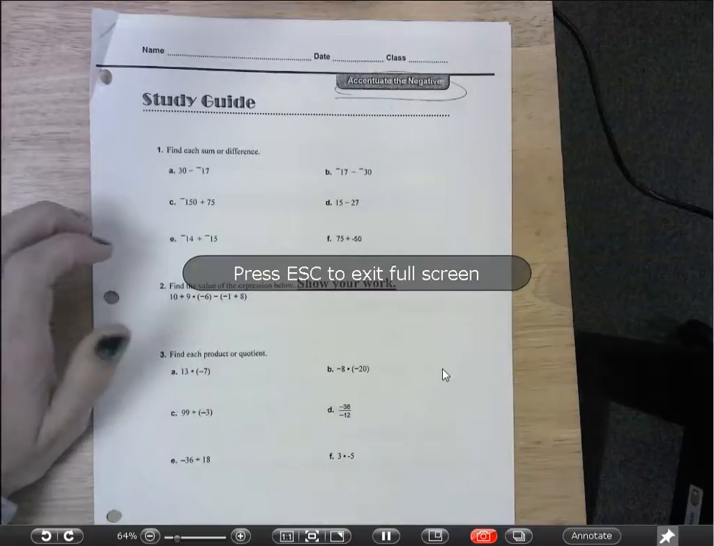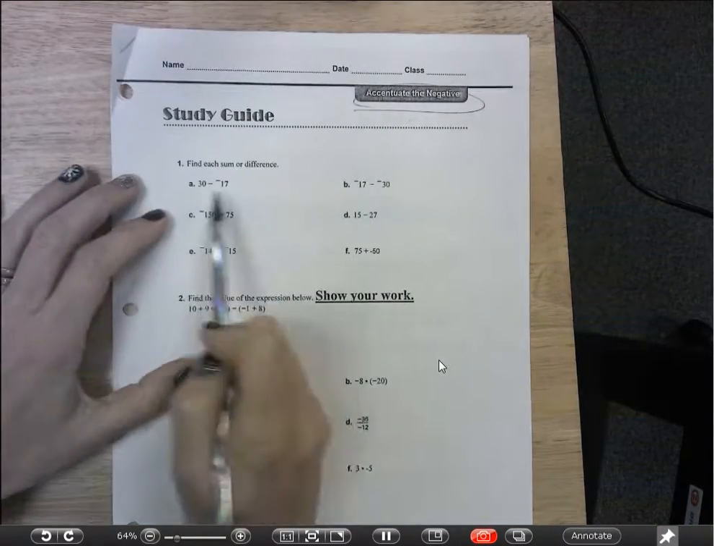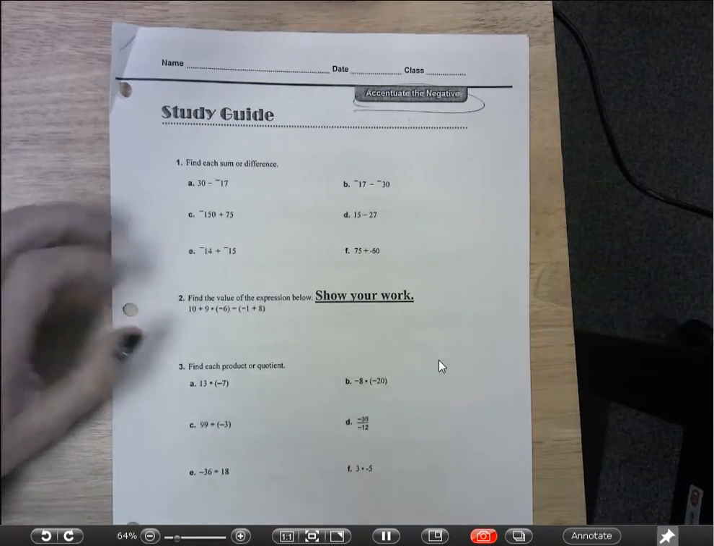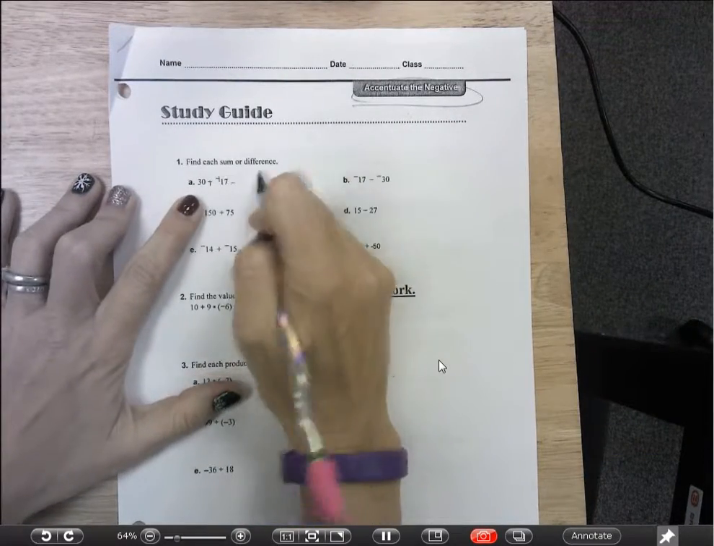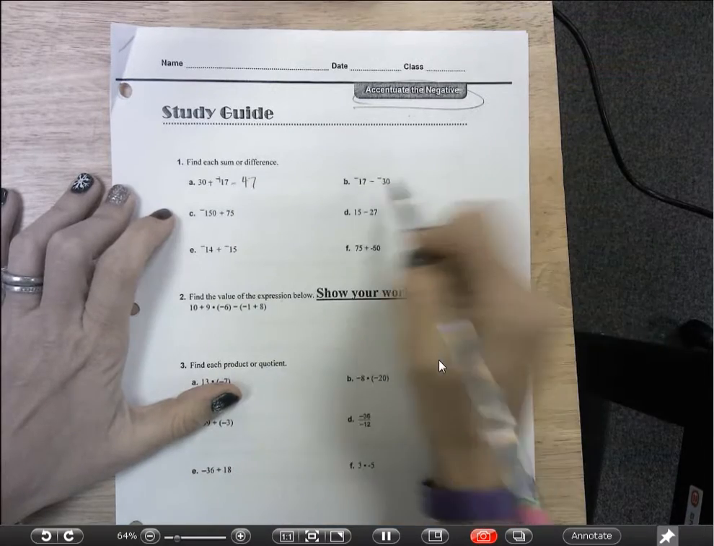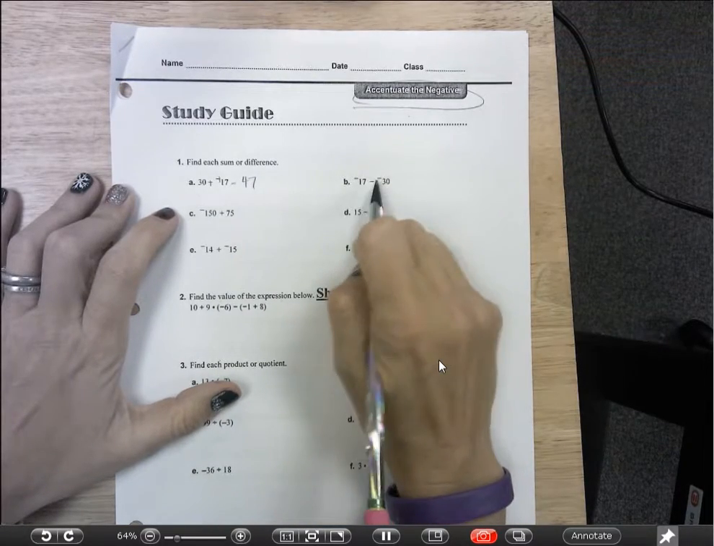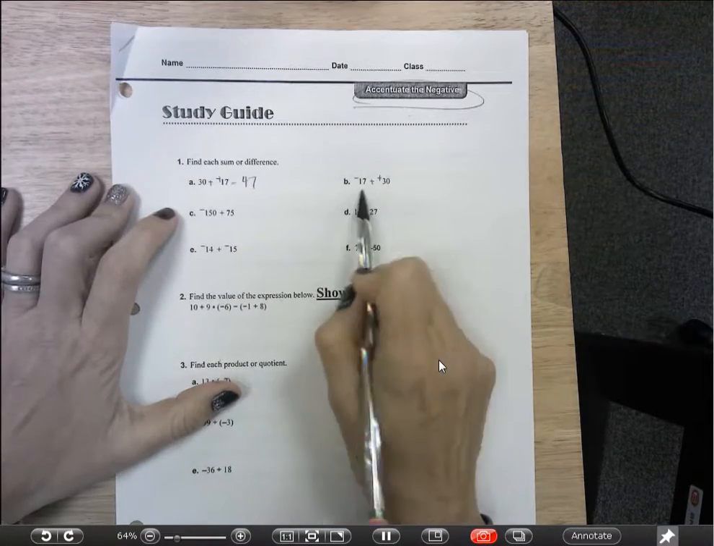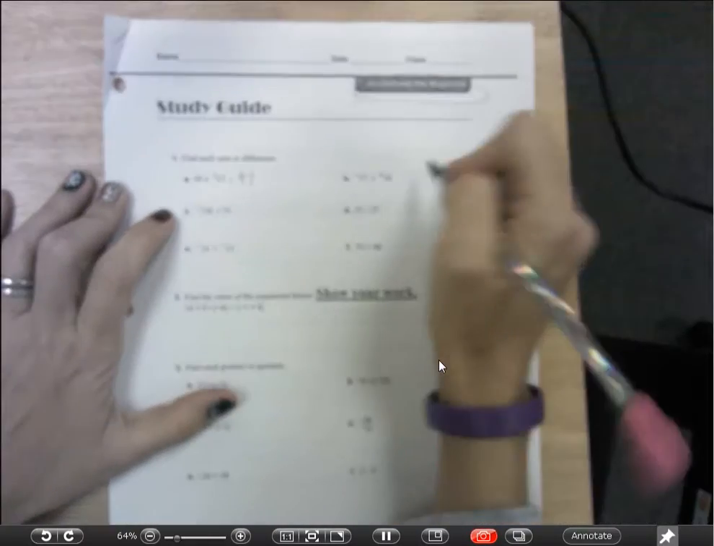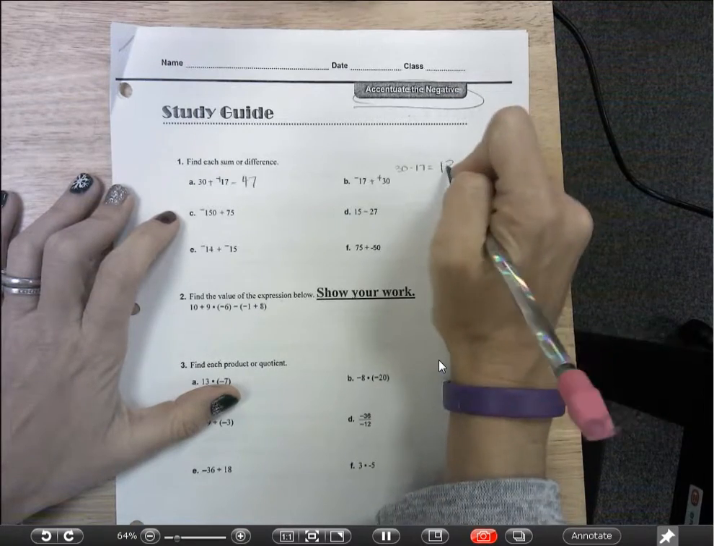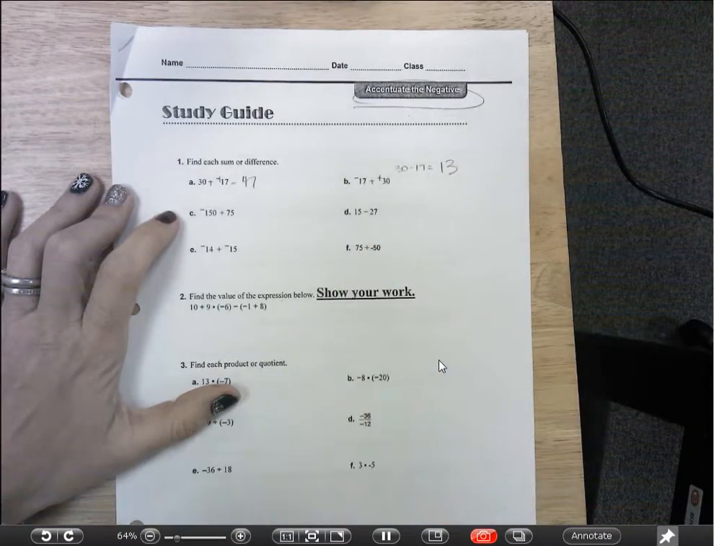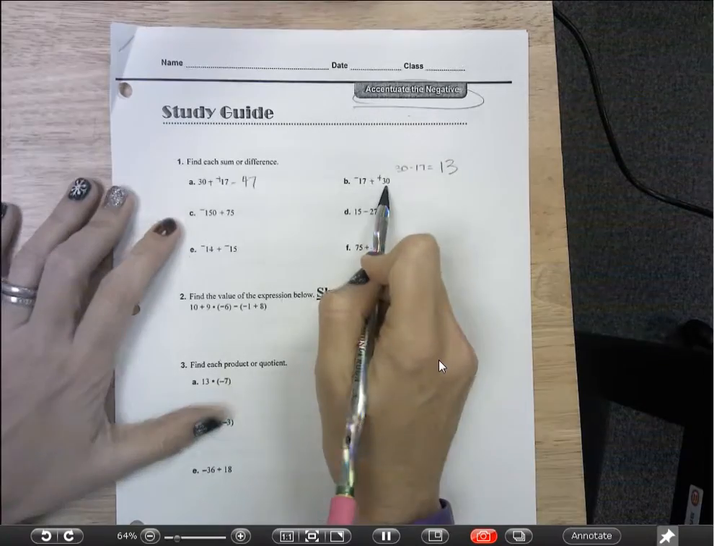Now, anytime, you guys always ask me, do we need a KFC? Anytime it's subtraction, you always KFC. So keep, flip, change, and this becomes 30 plus 17, which is 47. This one is also subtraction, so keep, flip, change. So I'm adding and I have different signs, so I subtract. 30 minus 17 is 13, and that is a positive 13 because this is the bigger absolute value.